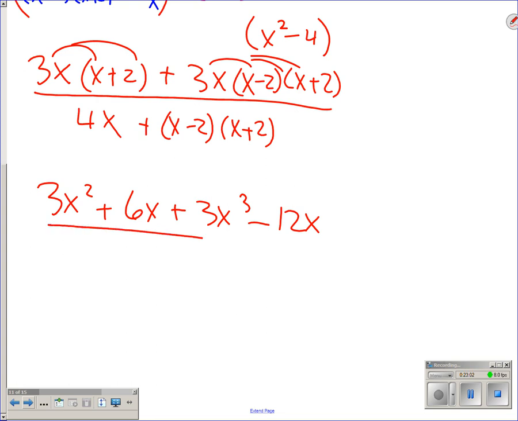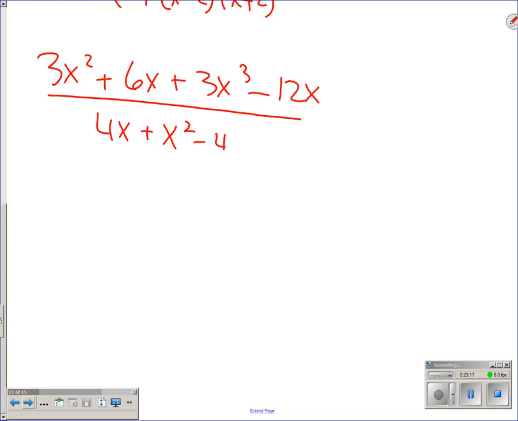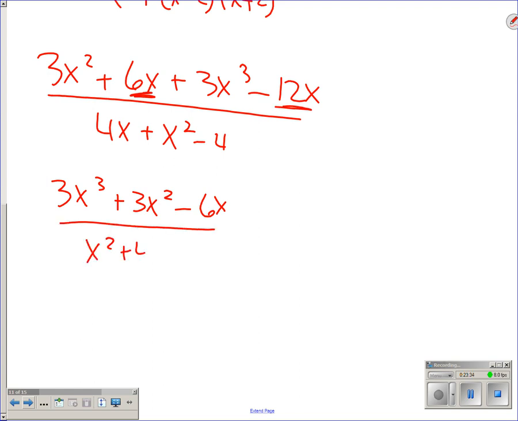And on bottom it's going to be 4x plus, and again, x squared minus 4. I don't think any of that's going to simplify out, but it wouldn't hurt to write it in the correct order. So maybe in descending power, 3x cubed plus 3x squared, and then minus 6x, if I combine like terms, and then all over x squared plus 4x minus 4. And that's the answer I'm getting. It might simplify further than that.